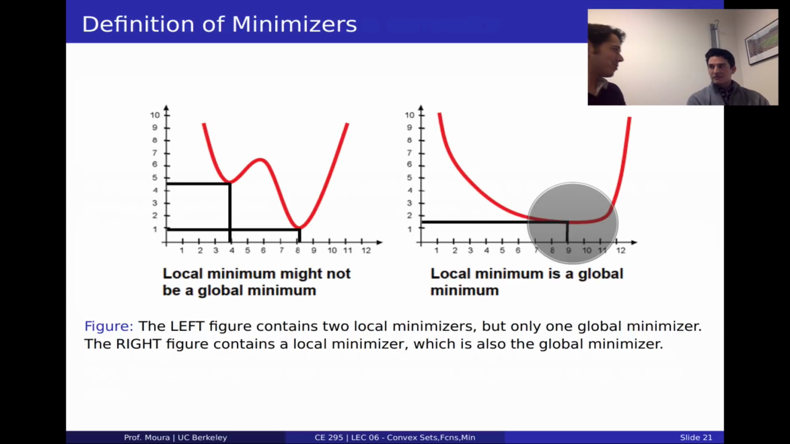Super convenient. So if you have some algorithm and there's some proof out there that says with this algorithm it converges to a local minimum, if your function is convex, then you know you can do no better. There is no other minimizer out there that's better.